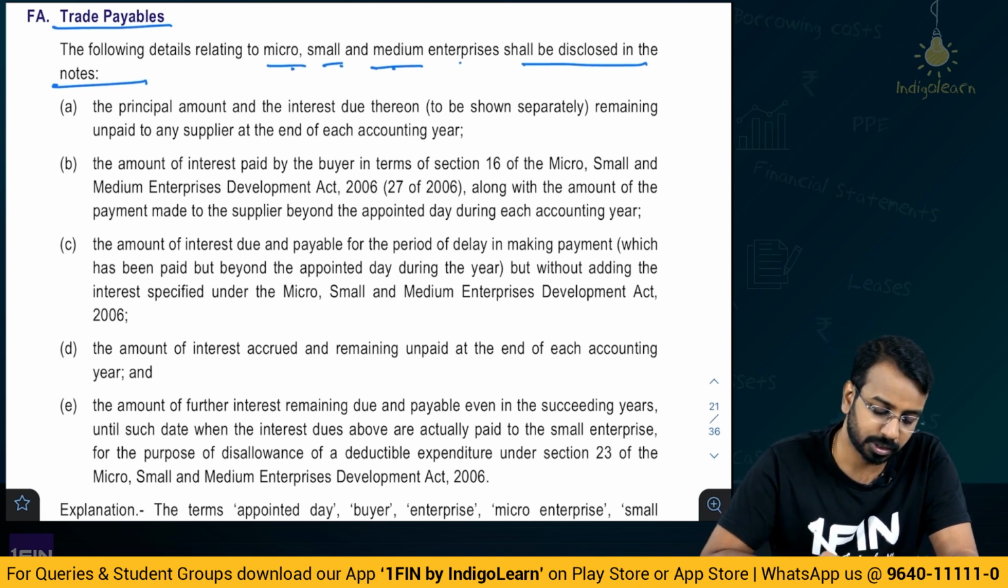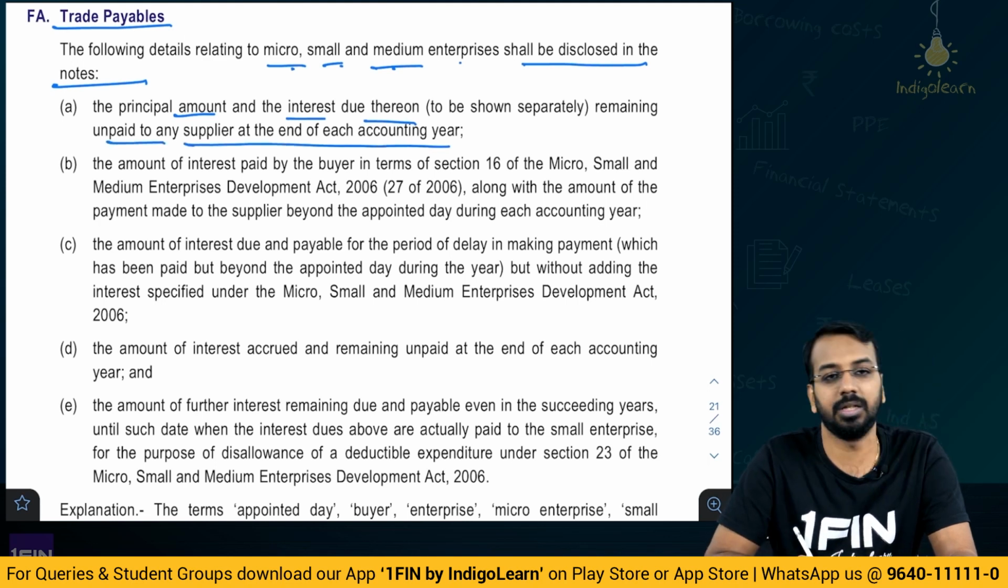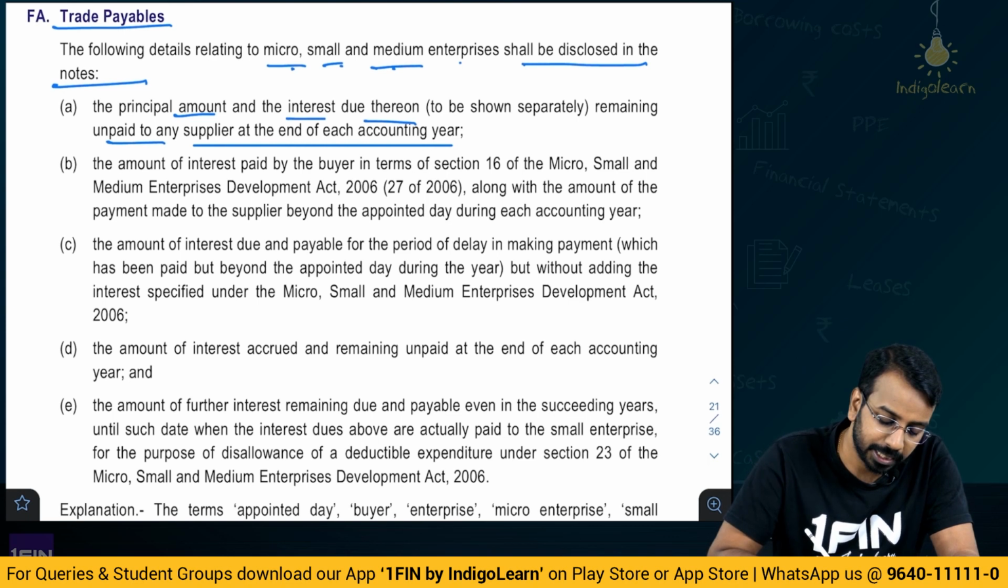So what are the disclosures? Principal amount and the interest due thereon to be shown separately, remaining unpaid to any supplier at the end of each accounting year. So MSME, you have to disclose what is the principal amount, what is the interest due thereon.